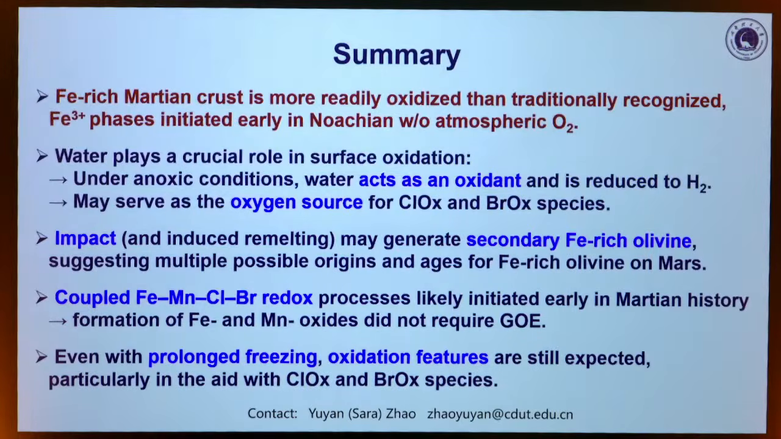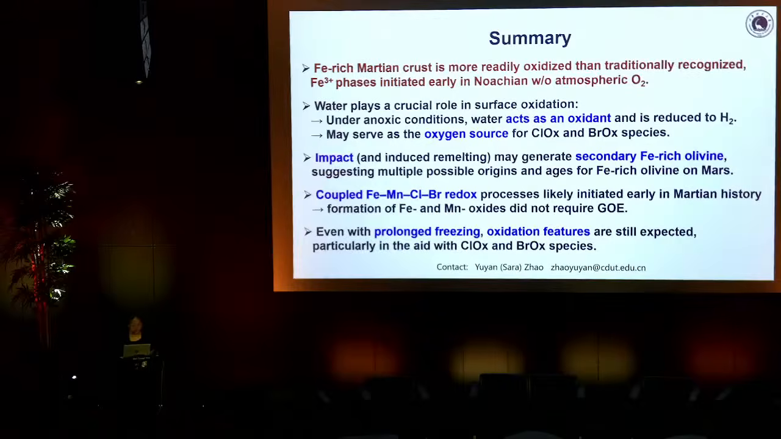So the summary is that based on our experiments, we found that the iron-rich Martian crust is more readily oxidized than traditionally recognized, and we expect that very early in its history Mars started to show signs of iron 3+, and water also plays a very important role during the processes. And because we have a coupled iron, magnesium, chlorine, and bromine redox system on Mars, we don't actually need atmospheric oxygen molecules to produce what we have on Mars today.